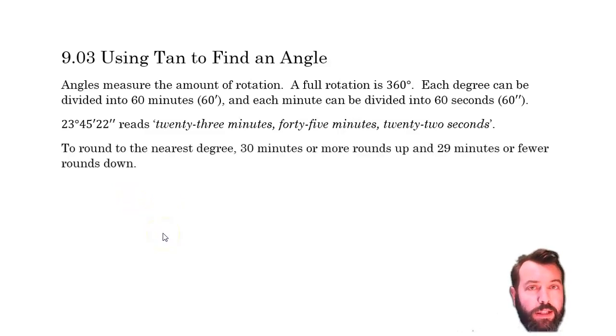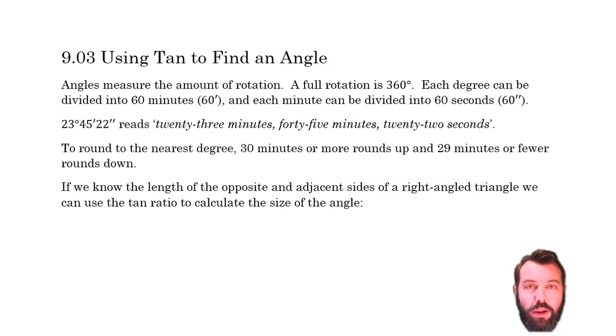So we have to be a little careful when we're rounding to the nearest degree, because instead of being at 0.5 and we go up, it's now 30 minutes and above we round up, and 29 minutes and below we round down.